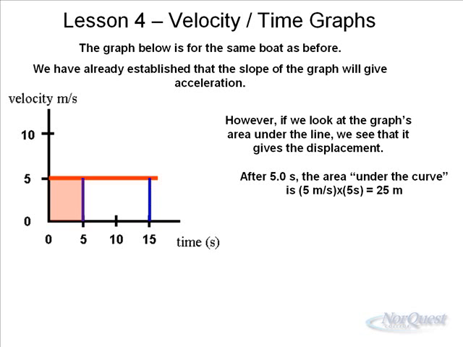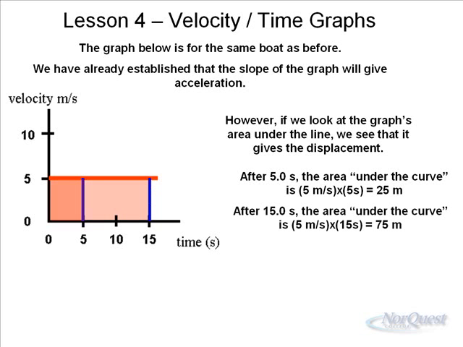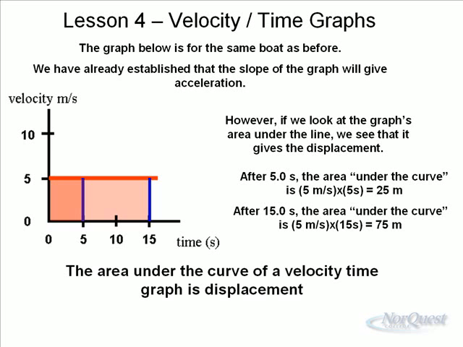And if we continue along that line for the next 10 seconds from 5 to 15, the area under that curve is of course 5 meters per second times the total of 15 seconds, from 0 up to 15, which would be a total of 75 meters. And of course the area under the curve of a velocity time graph is displacement.